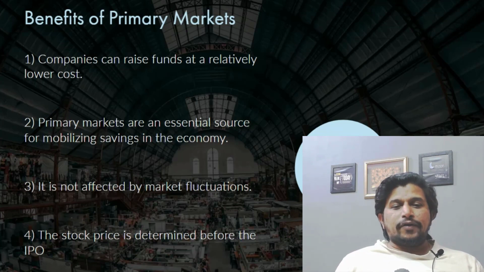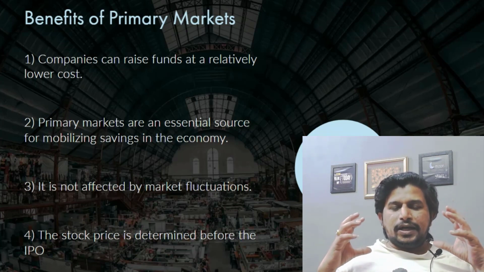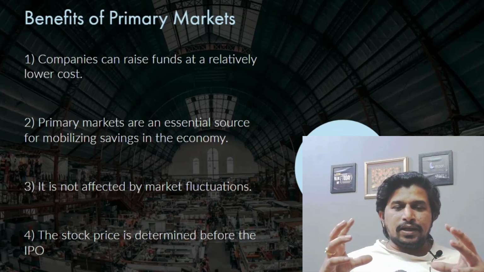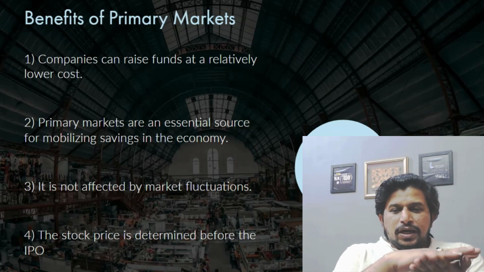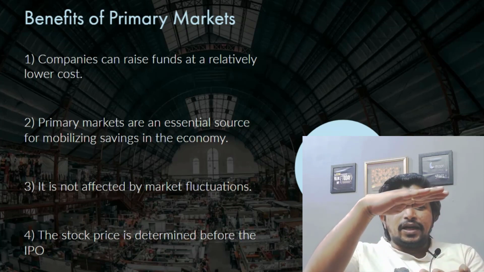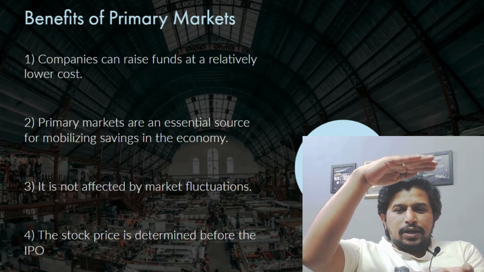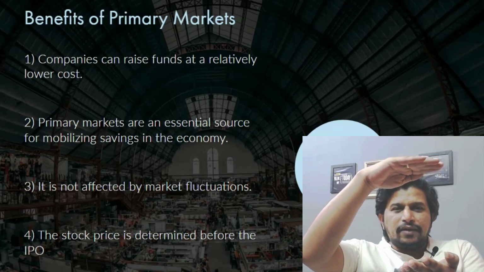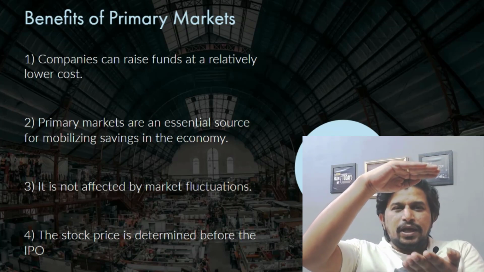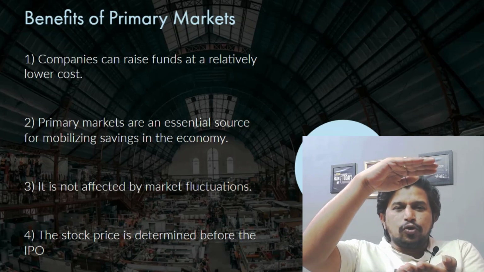It is not affected by market fluctuations. The IPO comes at a particular price band, from probably 500 rupees to 800 rupees. Within that particular range, that stock is given for the bidding process. So in that range only, the market will be buying the IPOs of the public offerings.